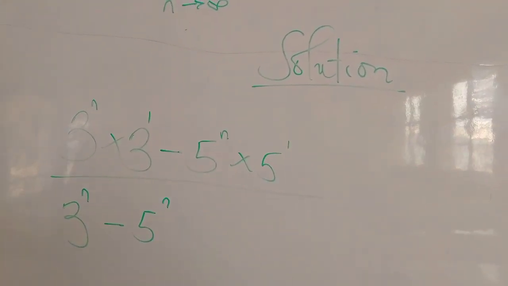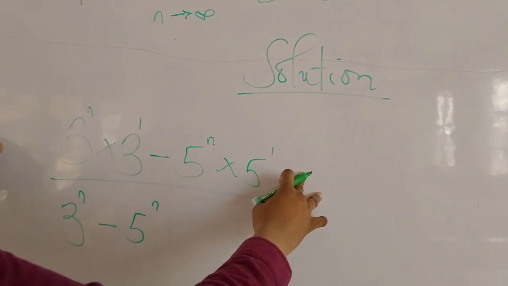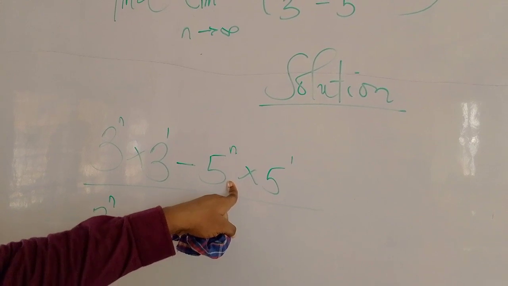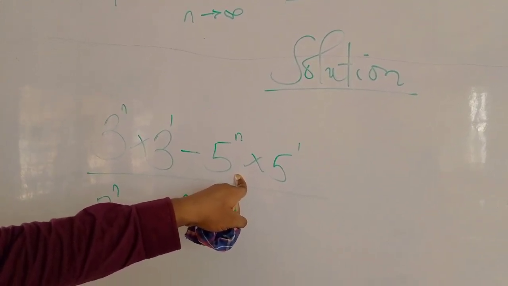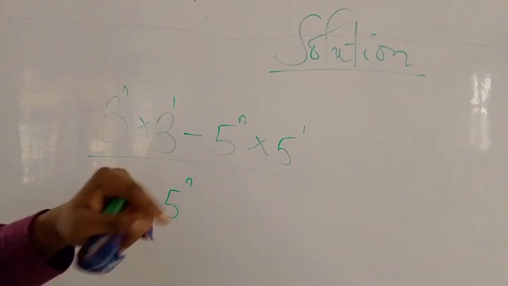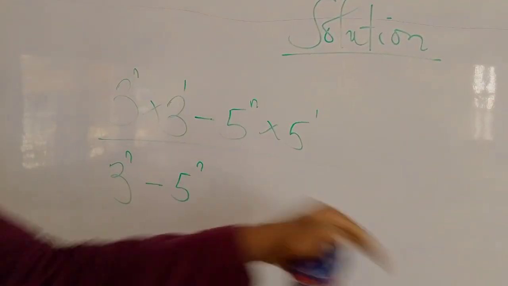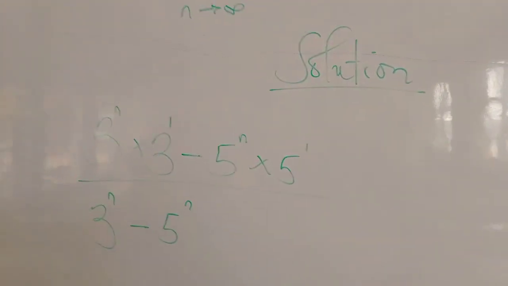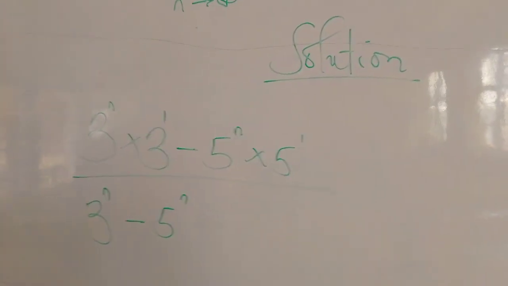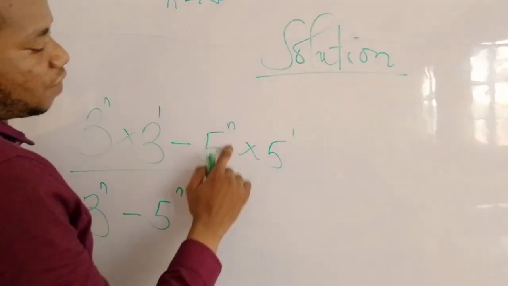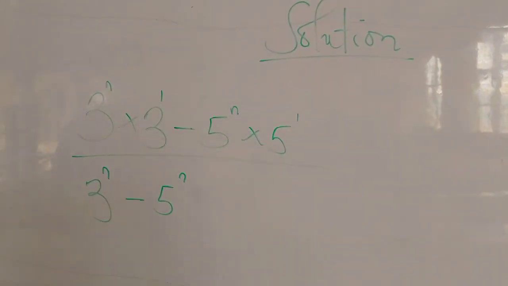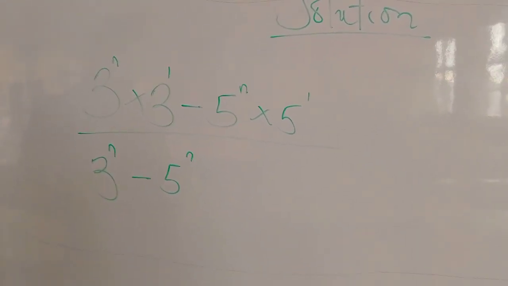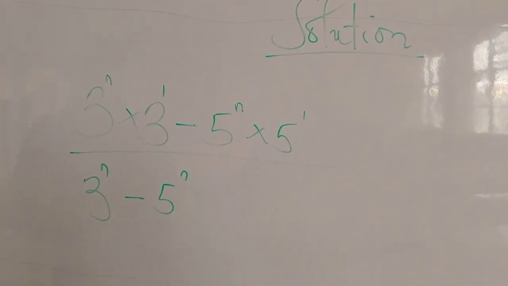Now with this, let's multiply both the numerator and the denominator by the inverse function of 5 raised to the power n, and that will be what? That is 1 over 5 raised to the power n. That is what that means.